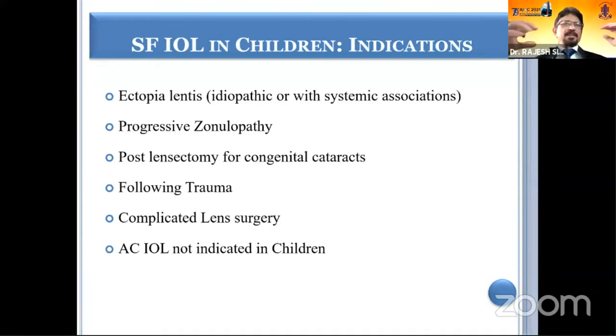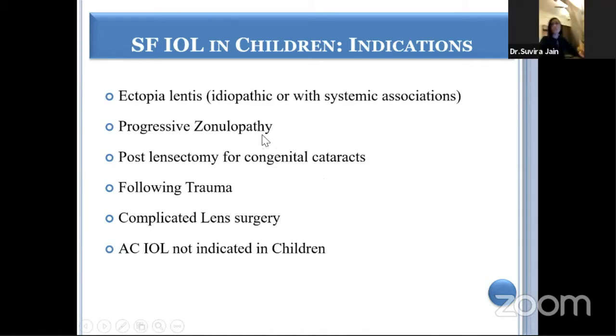Now, if the zonulopathy is not progressive, we may think of fixing the bag, but there are many children wherein there has been progressive zonulopathy, the bag has been fixed, and later on, 10 years, 15 years later, the whole complex bag and everything gets fibrosed and shifts on one side. So in any condition wherein there is progressive zonulopathy, my preference would be a scleral fixation of IOL.